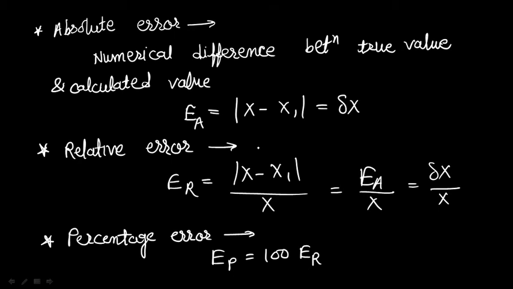Now, absolute error: the numerical difference between the true value and the calculated value is given by EA, and this is the mod of x minus x1, which is denoted by delta x. Relative error, which is denoted by ER, is equal to mod of (x minus x1) upon x. This is equal to EA upon x, equal to delta x upon x. Now percentage error EP equals 100 into ER.